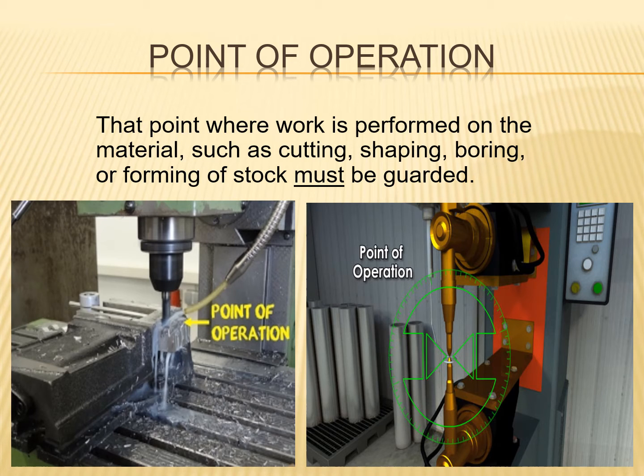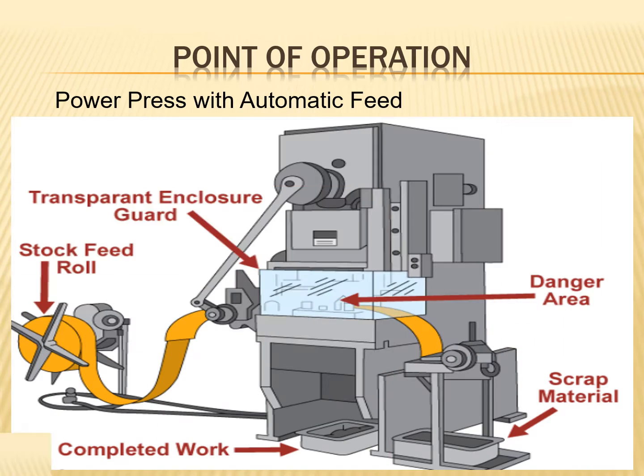Point of operation: that point where work is performed on the material, such as cutting, shaping, boring, or forming of stock, must be guarded. And this identifies the point of operation for a drill press, and this identifies the point of operation for a spot welder. Point of operation: power press with automatic feed. There's the transparent enclosure here, the danger zone, which is the point of operation here.